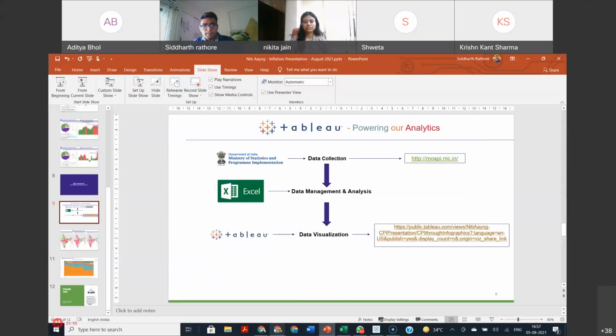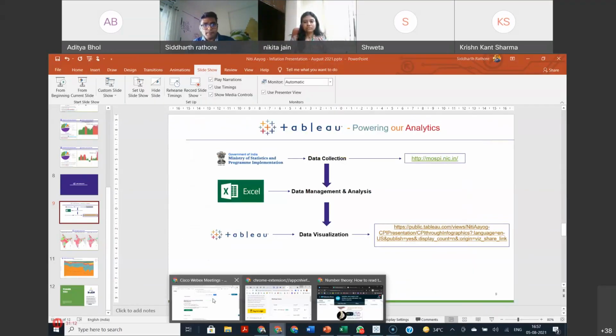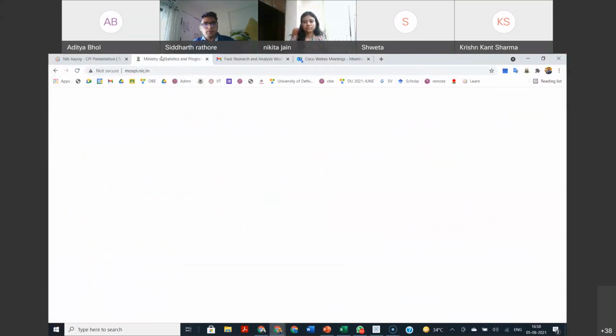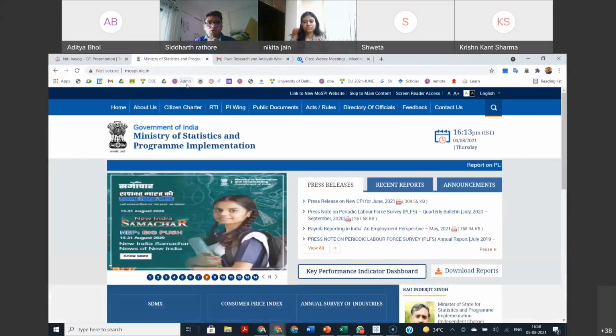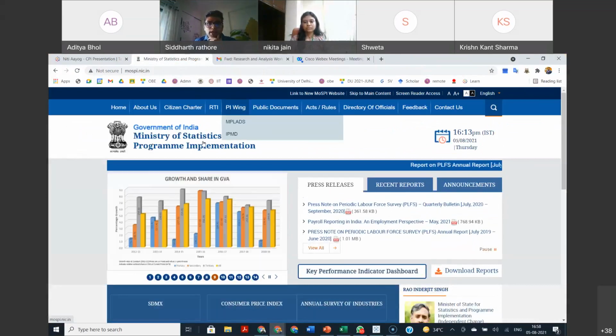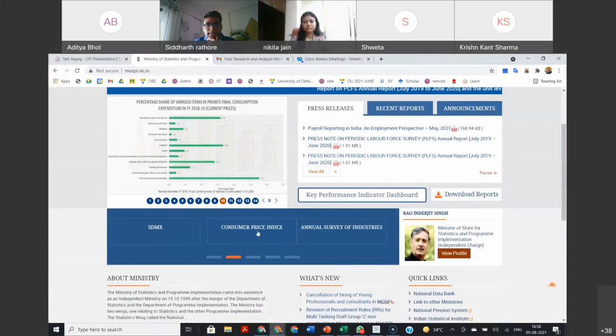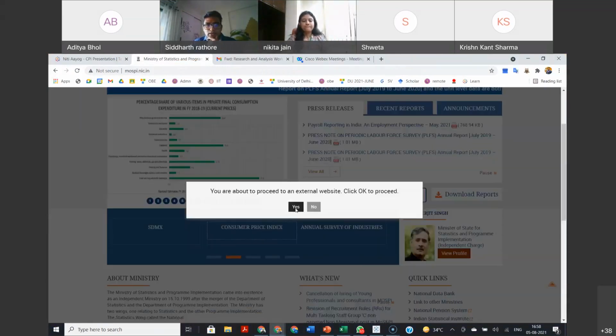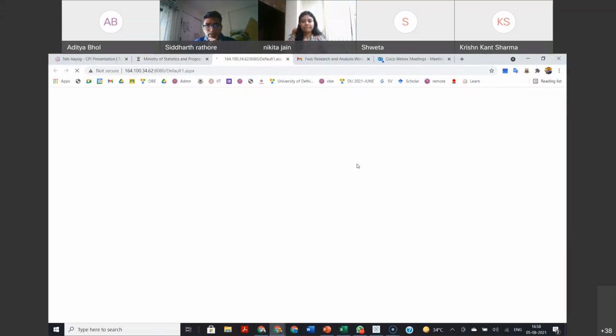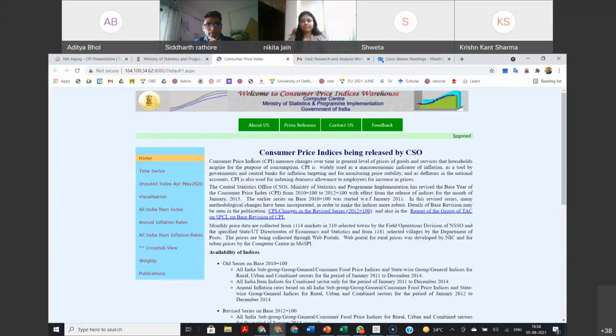Now if you see, the data has been taken from the Ministry of Statistics and Program Implementation. They have the consumer price index as a separate tab, and here you can find all the weights and all the details of inflation. You can easily find it.